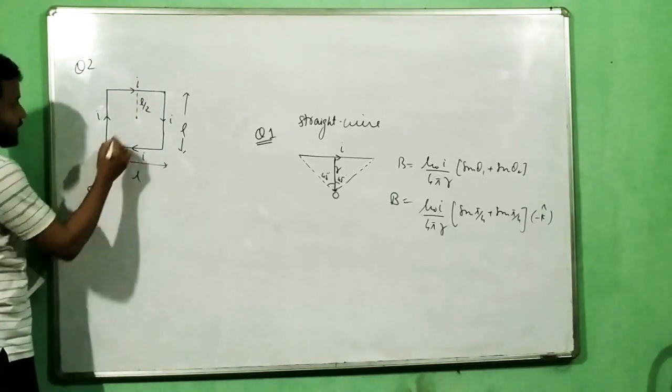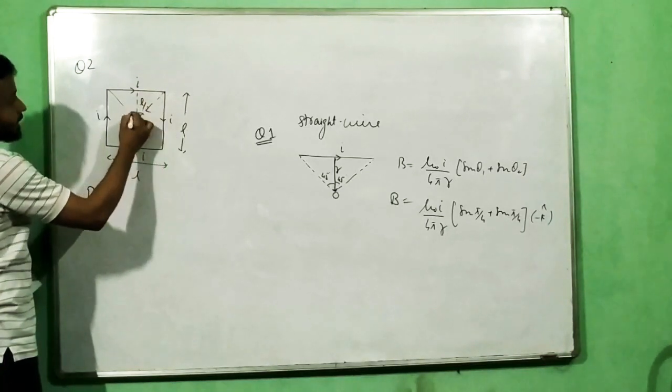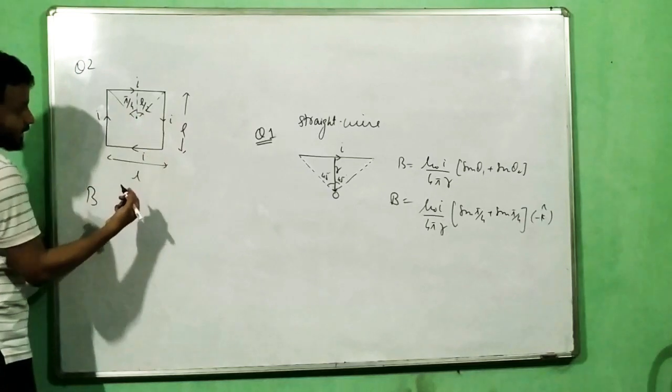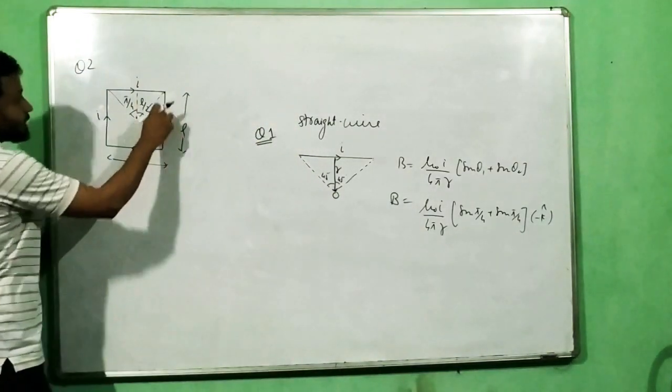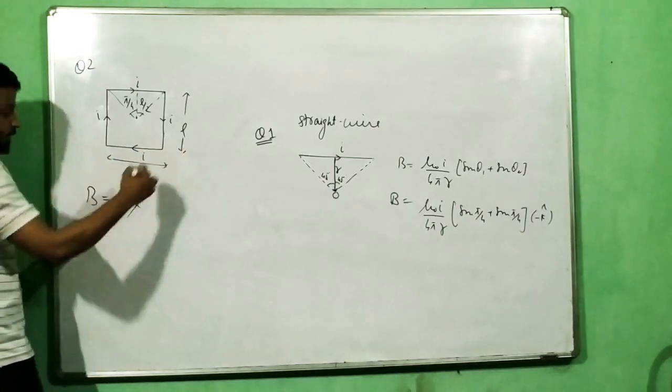Now what is the field? If I consider each wire, if it is a square, then each angle will be 45 degrees, that is pi by 4 and pi by 4 on both sides. That means I will get exactly the same value over here. And how many rods are there? There are 4 rods, so your answer is 4 times that value.